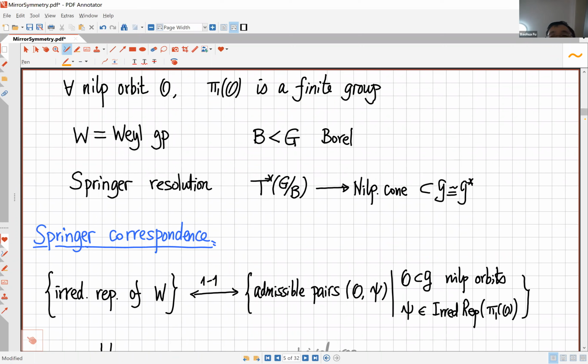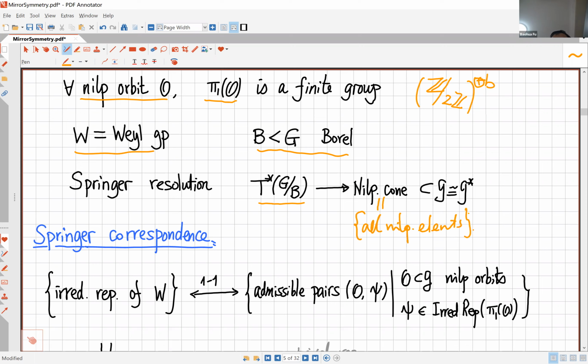coming from the Springer correspondence. So what is the Springer correspondence? For any nilpotent orbit O, its fundamental group pi one is always a finite group. In our case, it's mostly Z mod 2Z to some power. Then you have the Weyl group, and you fix a Borel subgroup. And then you always have this Springer resolution given by the cotangent bundle of G mod B, the cotangent bundle of the full flag variety, to the nilpotent cone. The nilpotent cone is just all nilpotent elements put together, so it's a singular variety. And this is the Springer resolution.